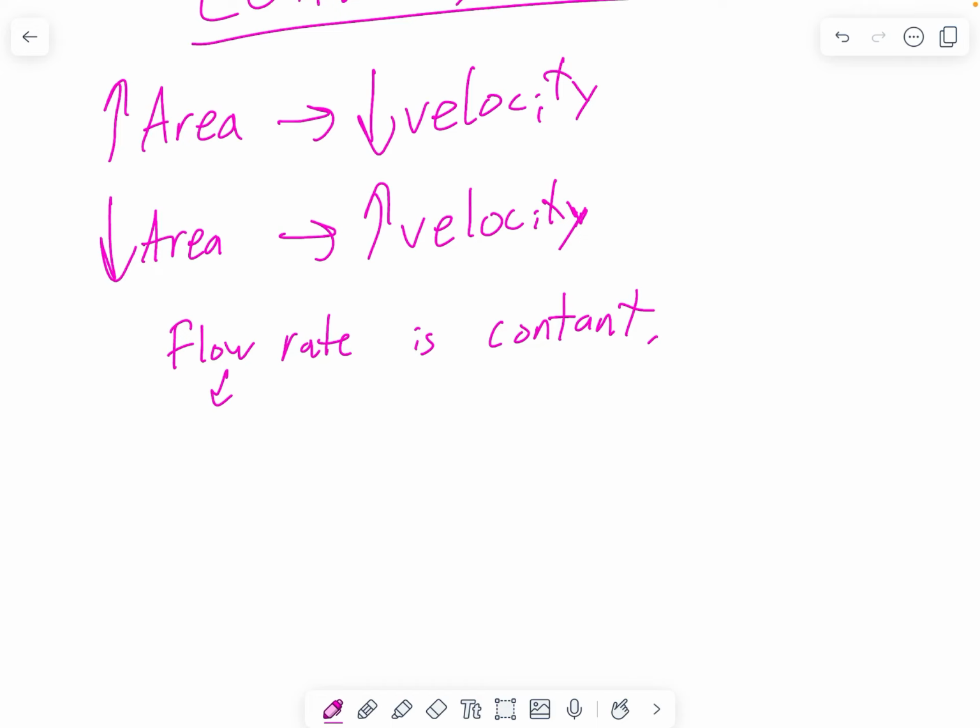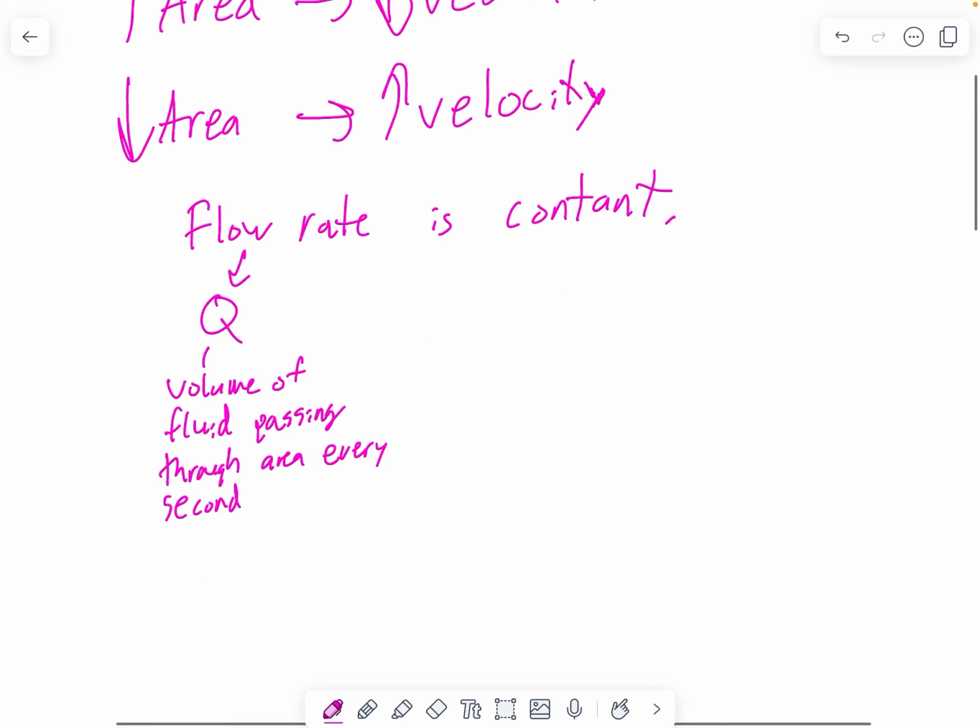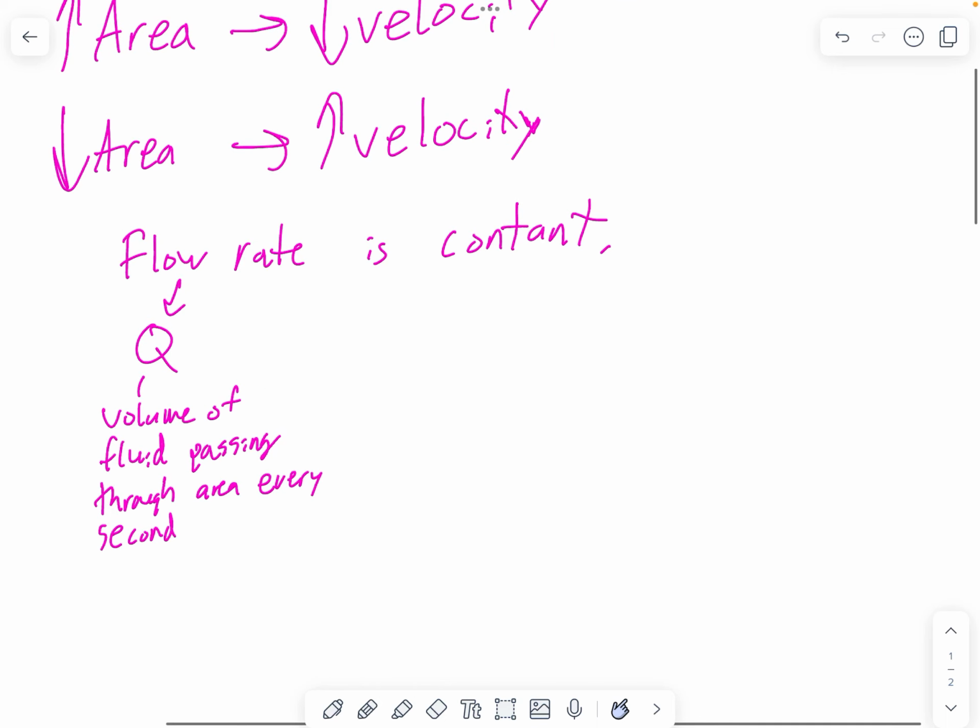And the letter for flow rate is going to be Q, because little f is frequency and big F is something like fluorine. So Q, flow rate. So that says volume of fluid passing through an area every second. You might also see it as flux, and its units are meters. Since we're using volume, it's going to be cubic meters per second.